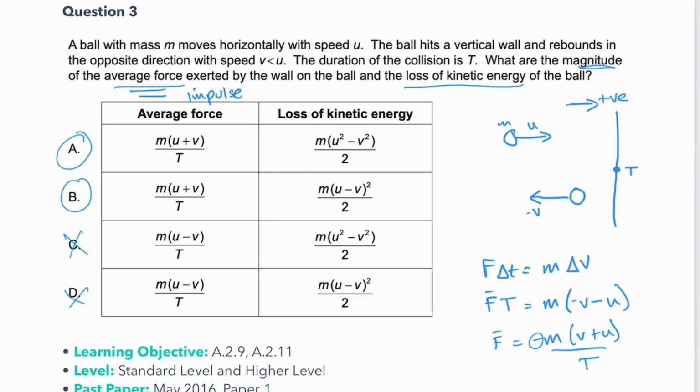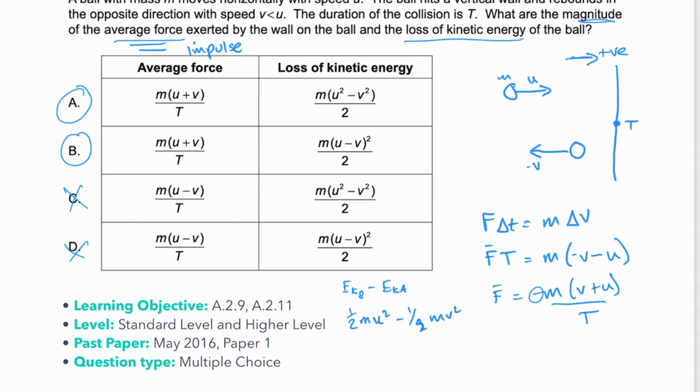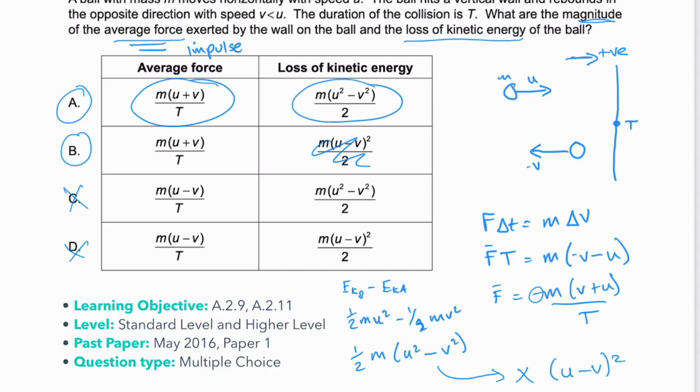Then we're looking at the loss of kinetic energy. The loss of kinetic energy is the kinetic energy before minus the kinetic energy after. So it's a half m u squared minus a half m v squared. We can take the half and the m out, and we have u squared minus v squared. That is not the same as (u minus v) all squared, which is what they've tried to fob us off with here. Okay, so the answer is A, because that's the loss of kinetic energy and that's the average force.